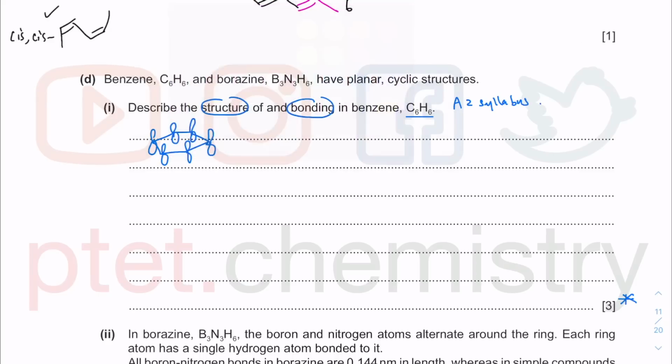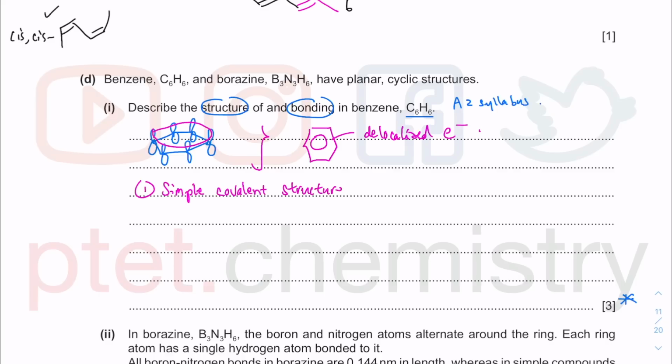So I've just shown that there are p orbitals on each carbon, and these p orbitals can overlap sideways, where the electrons hop around and then get delocalization. So this one is basically this thing here, where you have delocalized electrons. Okay, so what is the structure there? Simple covalent structure. That one is very obvious. It exists as individual single molecules, but they are not asking exactly on that. They are asking on what is happening.